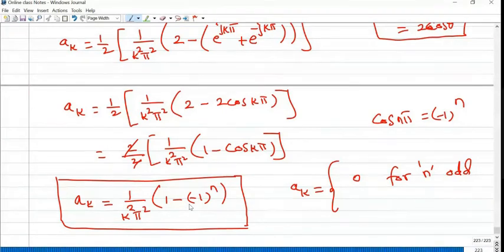Sorry, 0 for even. Yes, correct, 0 for it. For n even, 1 minus 1 is 0. Right. For n odd, you will get 2 divided by k square pi square.